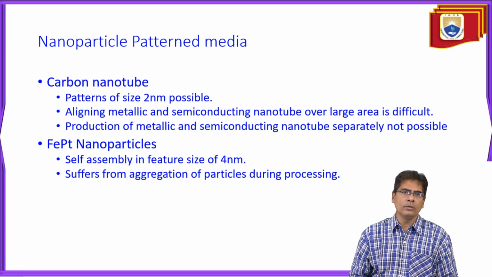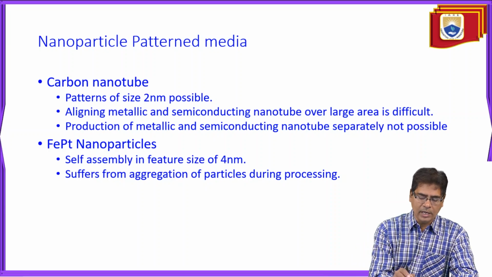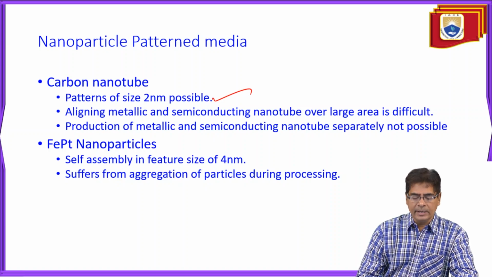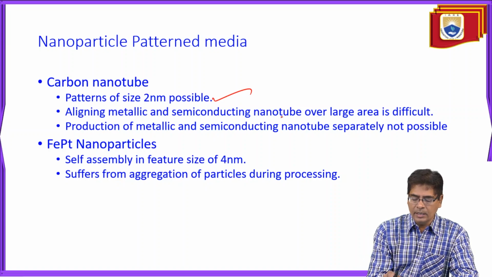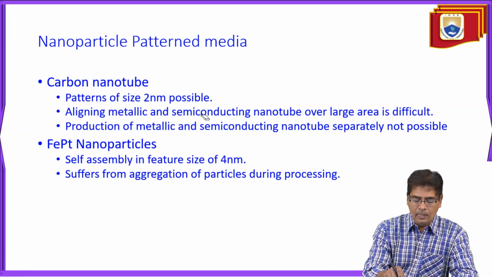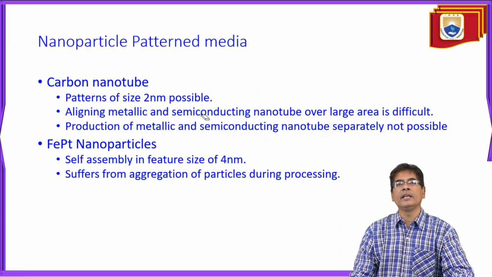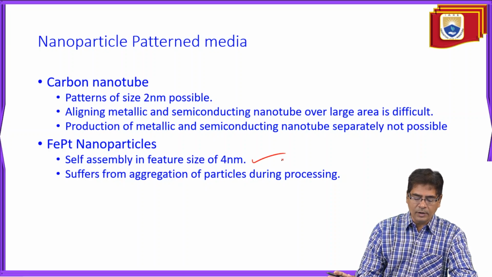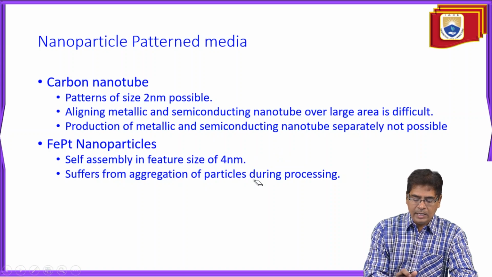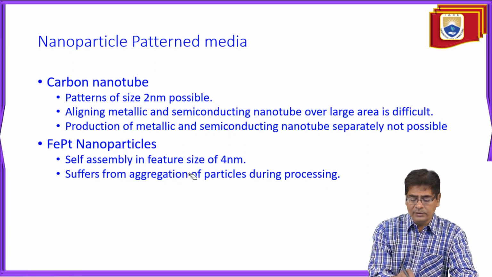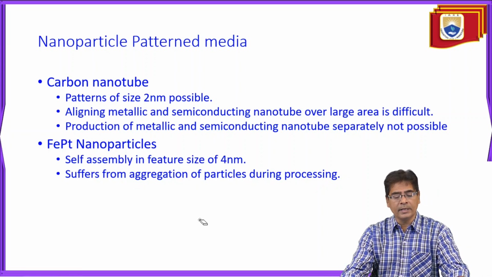In case of carbon nanotubes, patterns of size 2 nanometers are possible. Aligning metallic and semiconducting nanotubes over a large area is difficult. Production of metallic and semiconducting nanotubes separately is not possible. Iron platinum nanoparticle self-assembly in feature size of 4 nanometers suffers from aggregation of particles during processing. So these are the self-assembly nanoparticle pattern media.